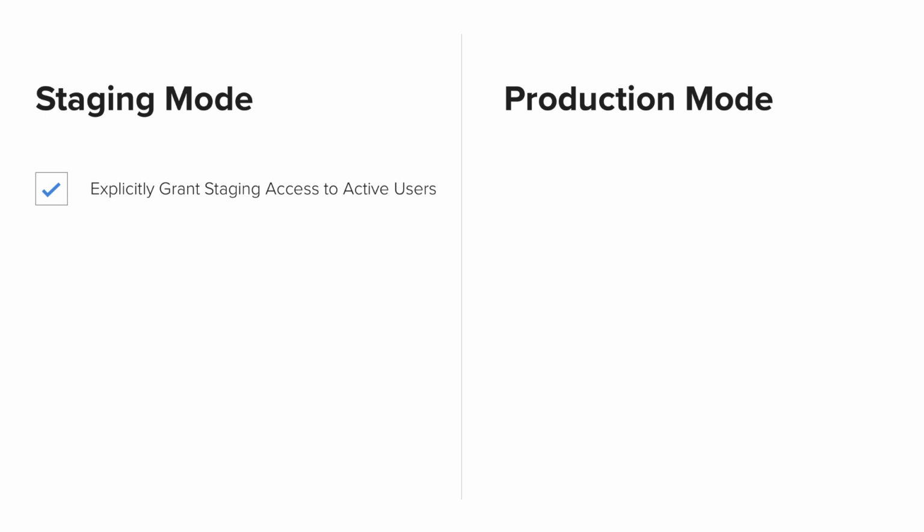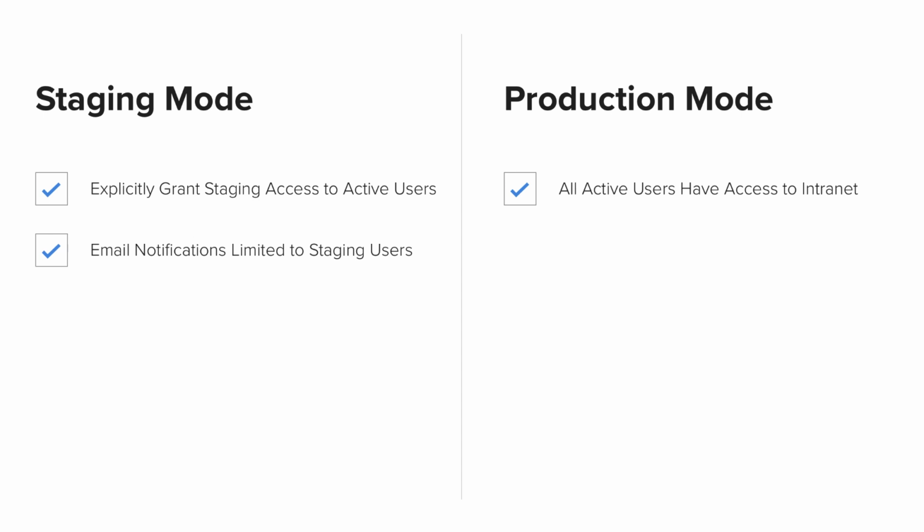In addition, while in staging mode, all of your email notifications, including @mentions, promoted posts, and the weekly email, will be limited to users with staging access to allow your intranet team to configure your intranet and test functionality without disrupting the rest of the firm. Later, when you're ready to go live on Synthesis 6, our team will switch you to production mode, which means that all active users will have access to the intranet and email notifications will be enabled.